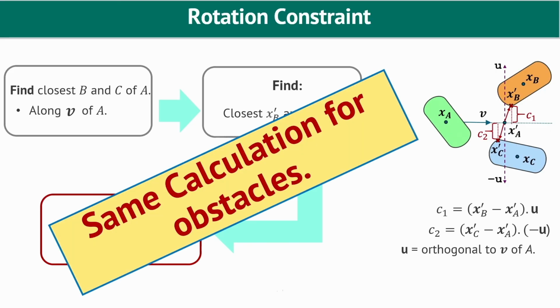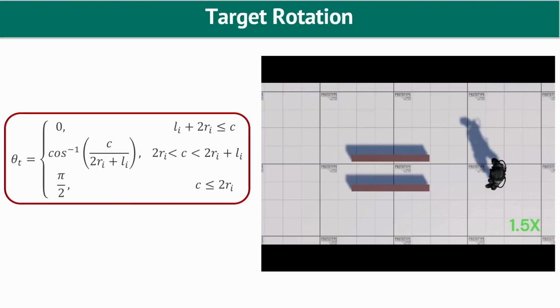And the same calculation is applicable for obstacles also. Capsule B and C could be an obstacle instead of a dynamic crowd. Now, once we know the available clearance for capsule A, we can calculate how much rotation capsule A needs to do based on the available clearance. So this function determines the amount of rotation that capsule A needs to do.